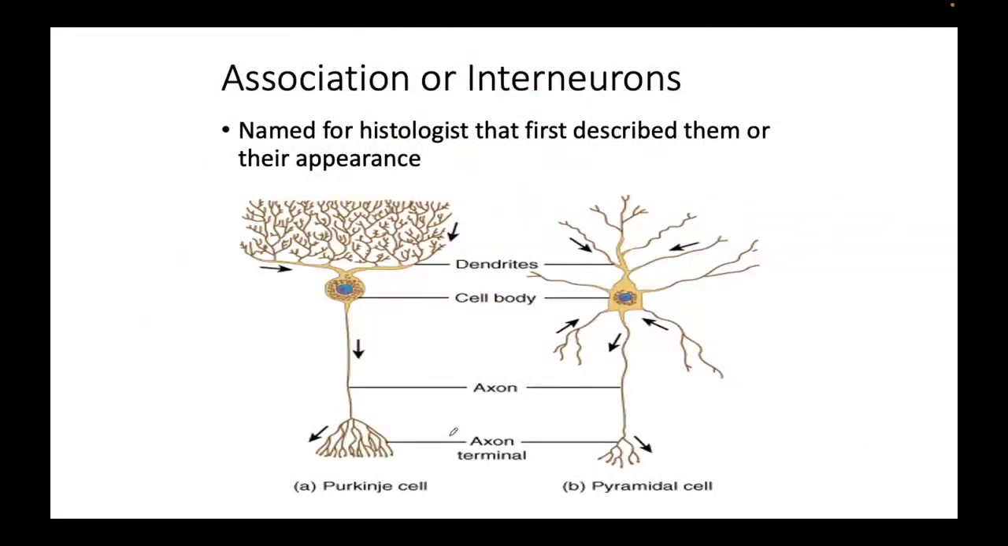Association or interneurons, these are named for the histologist that first described them, and sometimes they're also named by their appearance. So Purkinje fibers, Purkinje is after the histologist, but these pyramidal cells here, based on that shape, pyramid. So these are typically the interneurons or association neurons. Those relayers, those are going to be Purkinje cells or pyramidal cells.